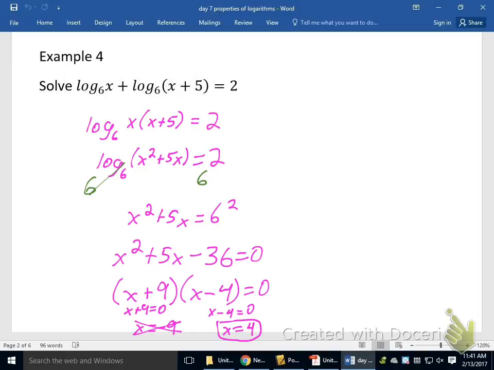So in the case where there's multiple logarithms, you have to check on all of them to make sure that your conditions are met. So I had an extraneous solution here of negative 9. Don't include that. Just the x equals 4. And now I'm done with the problem.